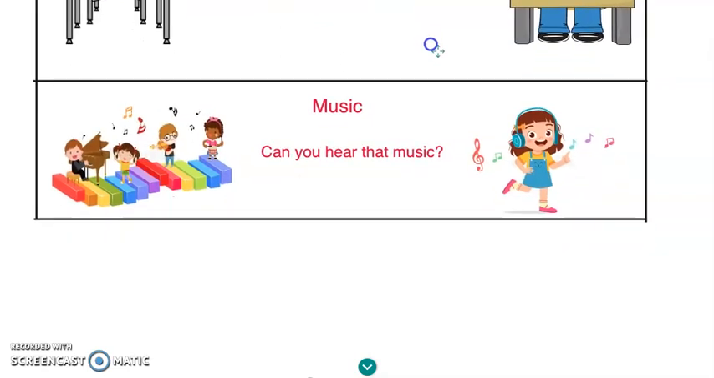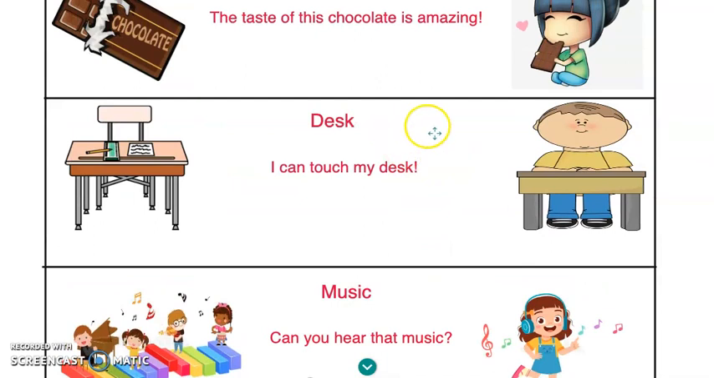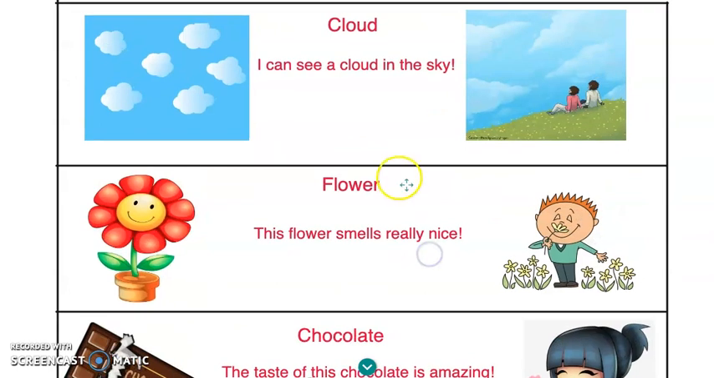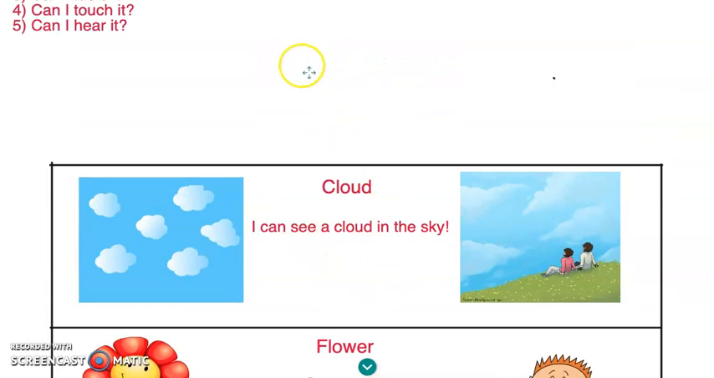Now, the last example I have is music. Can you hear that music? So, the sense is here with our ears, and the concrete noun is music. So, can you hear that music? Yes, I can hear that music. Or no, I can't hear that music. So, music I can hear, a desk I can touch, chocolate, I can taste. Flower, I can smell a flower. Clouds, I can see a cloud in the sky.